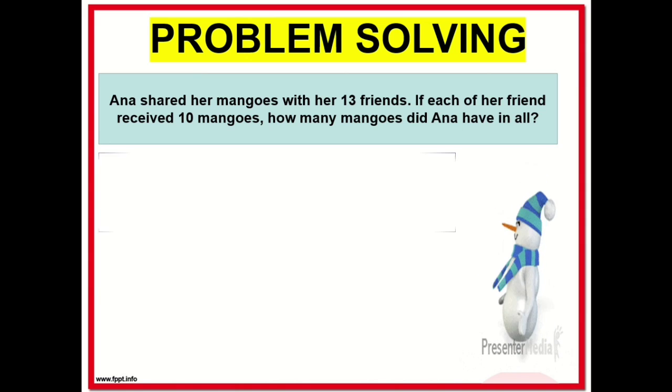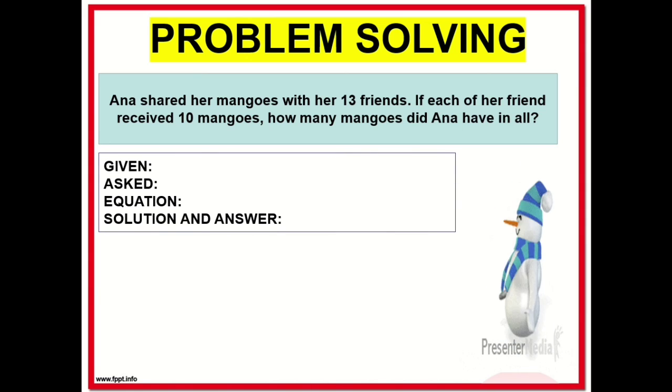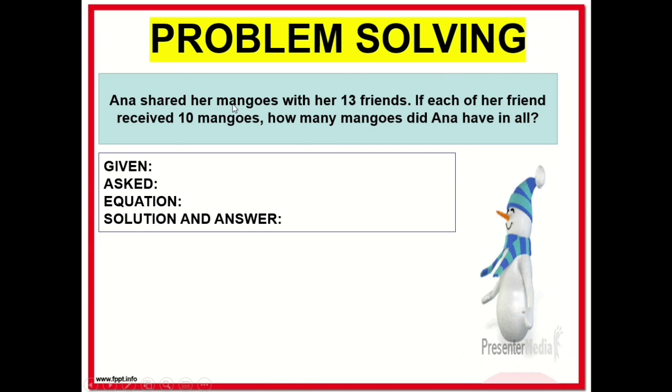Okay, in problem solving, we have the steps. The first step is identify the given. Next, know what is asked. Next, equation. And the last part is solution and answer. For the first one, we have the given. Usually, these are the data or information that need to be computed. In this problem, we have 13 and 10. 13 refers to 13 of her friends. Next, we have 10, which refers to the 10 mangoes.